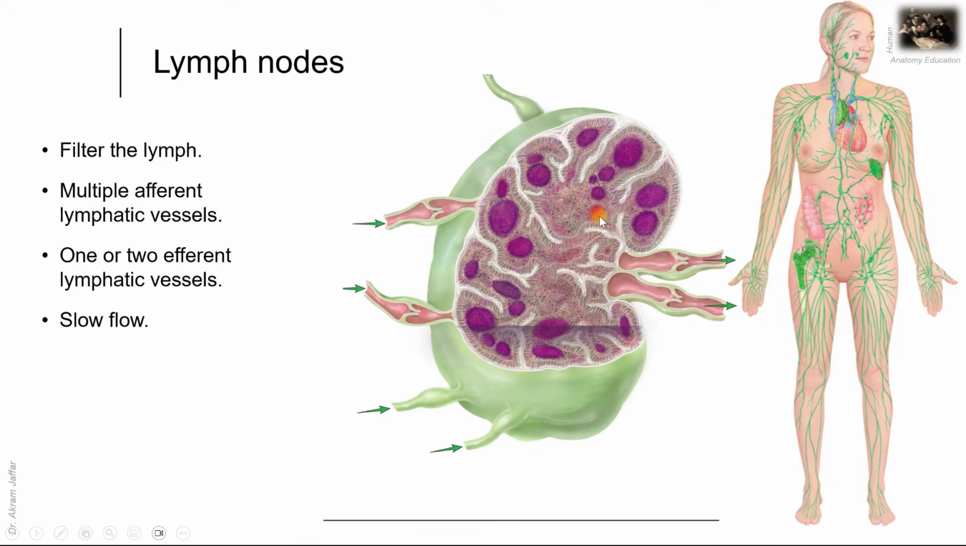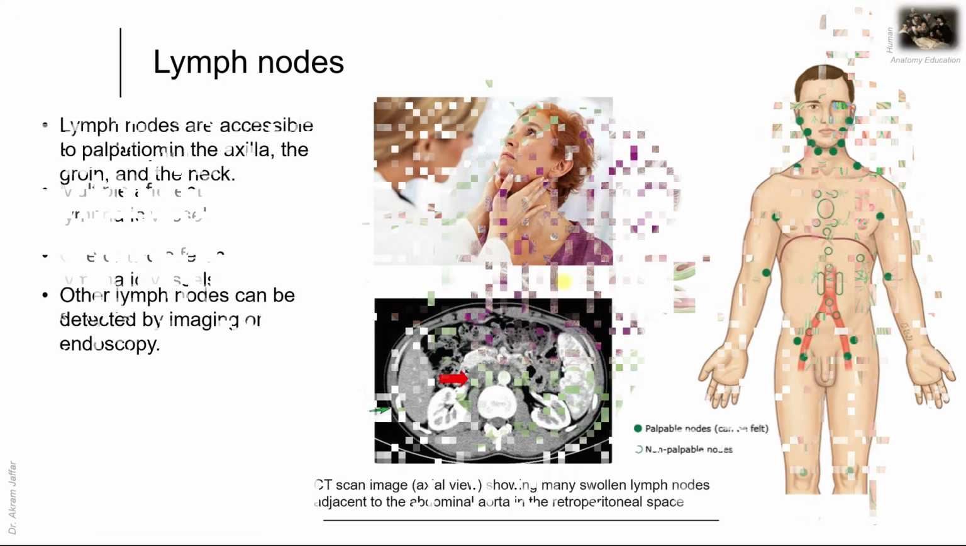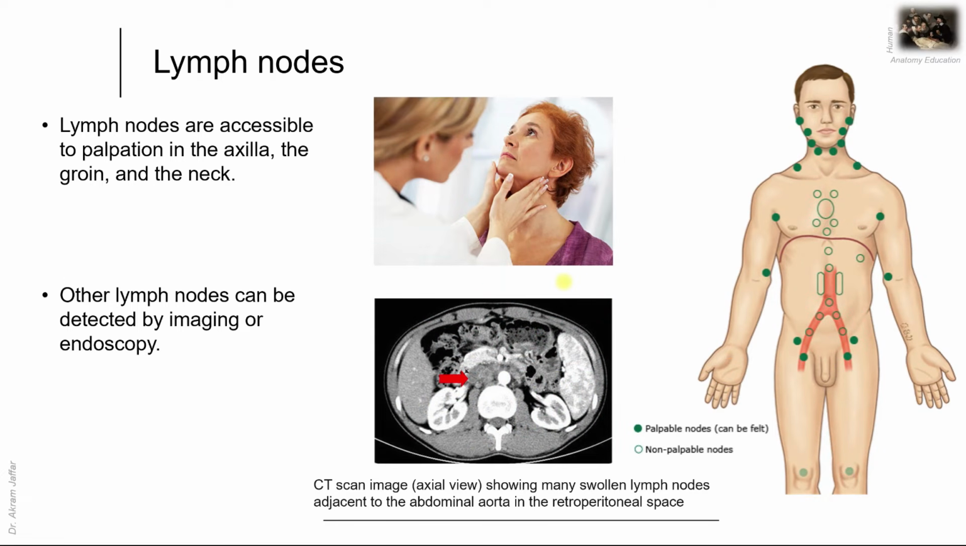So while the lymph is passing through the lymph nodes, it will get filtered, and because the flow through the lymph nodes is very slow, the cells that metastasize from primary tumors will have the tendency to lodge and grow as secondary tumors in lymph nodes. Some of these lymph nodes are abundant and accessible to palpation, like for example in the axilla, in the groin, or in the neck. And you can see here the palpation of cervical lymph nodes.